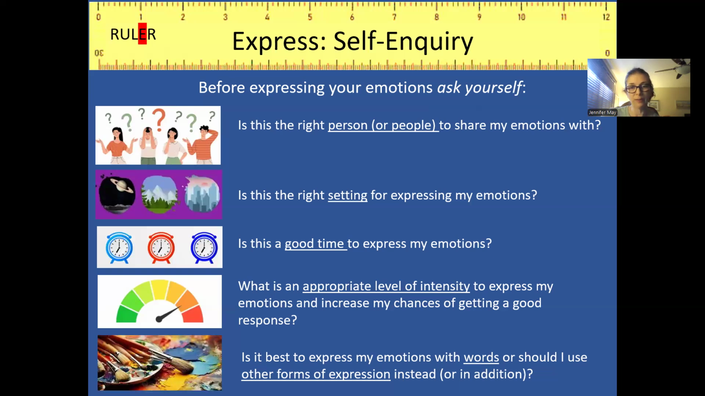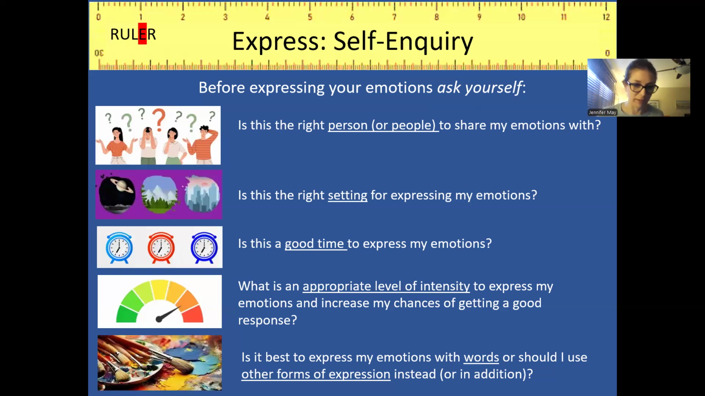And also, what's an appropriate level of intensity to express my emotions? Sometimes it's important to be modulated and subtle about it. Other times it might make sense to be more open or more intense about it to really get your point across. And finally, is it best to express my emotions with words, or should I use other forms of expression instead? Sometimes you want to talk about it. It's important to say it. Other times, maybe you want to write it. Maybe you want to write someone an email, or write it in your journal, or maybe you want to paint a picture about it.